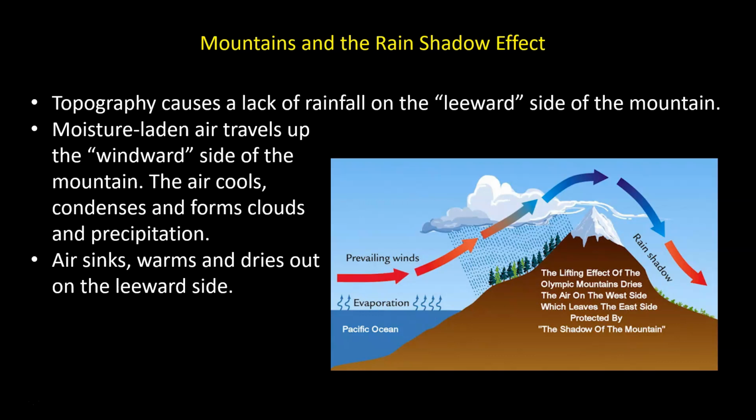As the wind crosses the peak of the mountain, it begins to flow down the side. It sinks, compresses, and dries out. This causes dry conditions on the leeward side of the mountain. The resulting dry conditions on the leeward side are called the rain shadow effect.